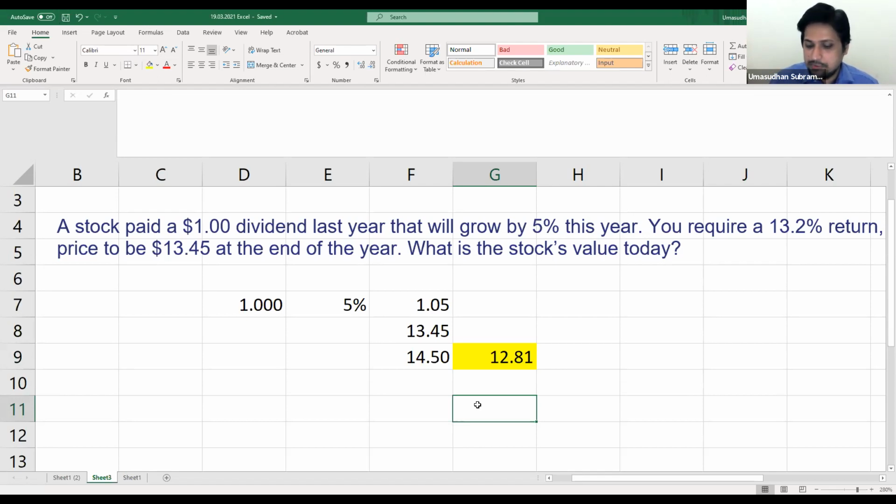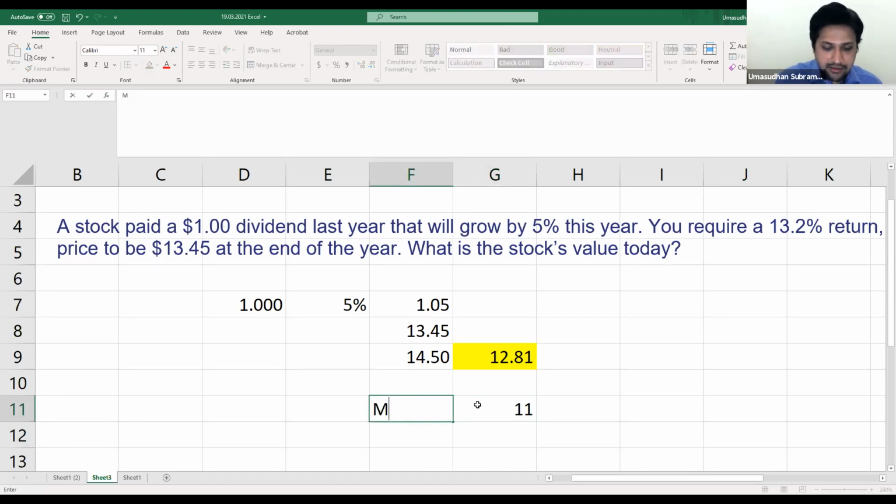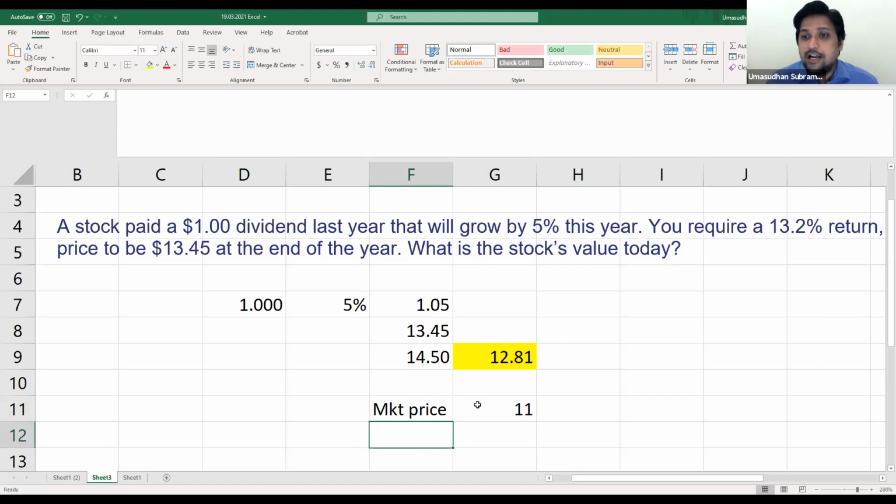Let's say the market price is 11. Is the stock undervalued or overvalued? The stock is undervalued because you can buy it at 11. And what are you expecting to happen? You expect the stock price to increase to 12.81, and that is why you buy this stock. Hope you got that point.